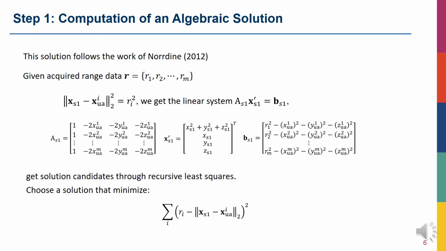The first step is the algebraic solution of the tag position. This solution follows the work of Norton 2012. Given a set of range observations and the known positions of anchors in the anchor frame, we can estimate the approximate position of the tag by solving the system of equations. This system can be solved using recursive scales.